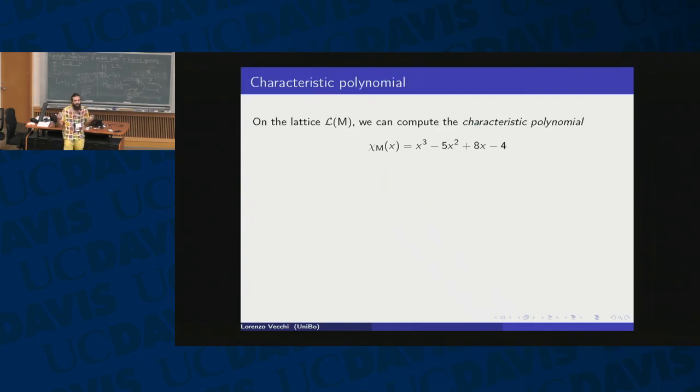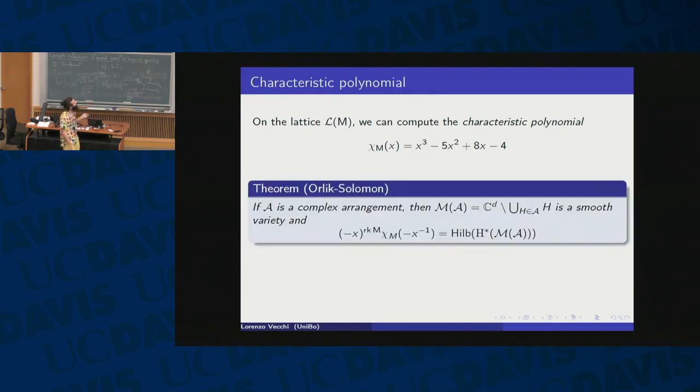Okay, why are we interested in studying matroids through posets? Because then we can use poset theoretic tools. For example, we can compute the characteristic polynomial of the poset. For the example that I drew before, this is the characteristic polynomial that you obtain. And you can also obtain this characteristic polynomial as a specialization of the Tutte polynomial that Chris was mentioning yesterday.